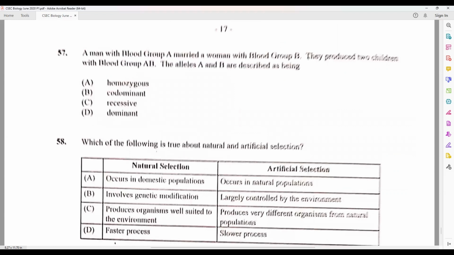57, a man with blood group A married a woman with blood group B. They produce 2 children with blood group AB. The alleles A and B are described as being codominant or incomplete dominant. And they have codominance present here.